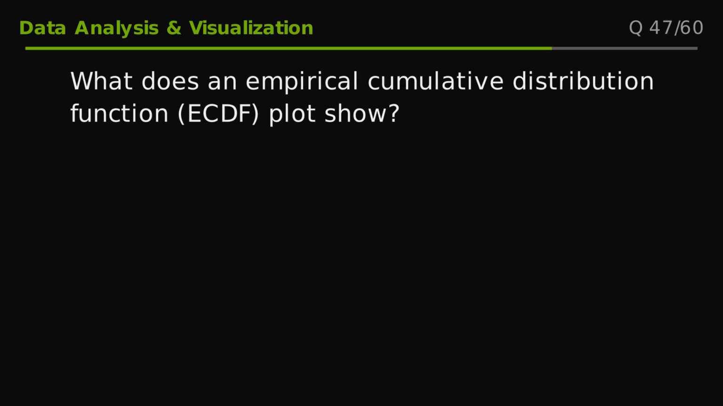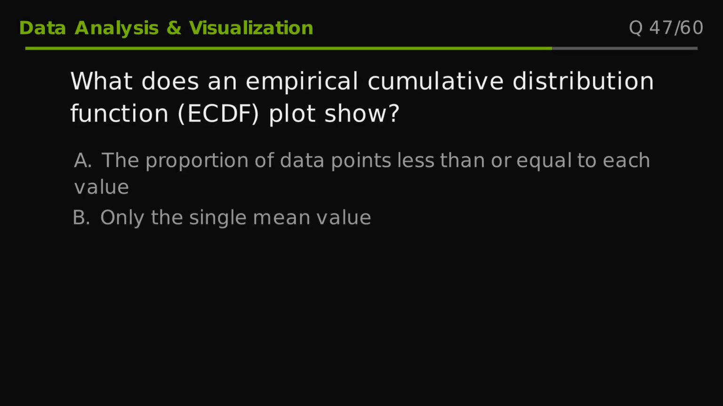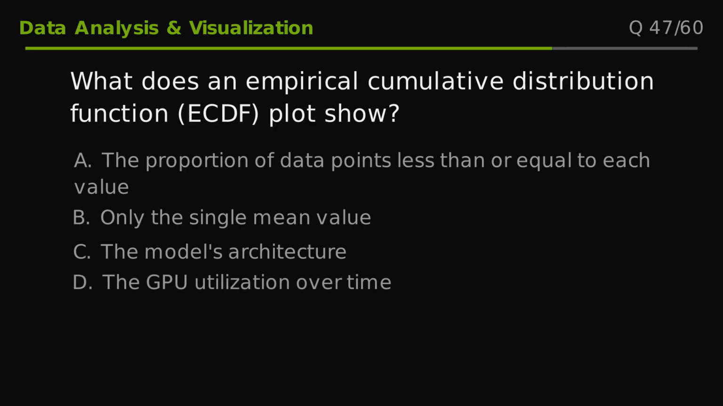Question 47. What does an empirical cumulative distribution function plot show? Option A, the proportion of data points less than or equal to each value. Option B, only the single mean value. Option C, the model's architecture. Option D, the GPU utilization over time.